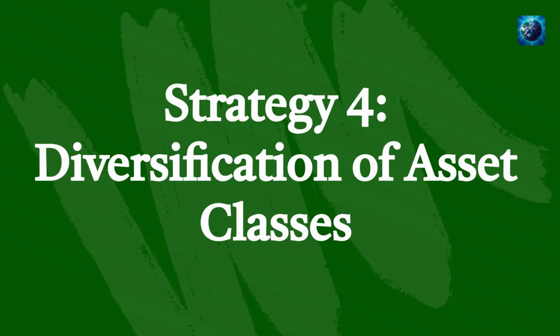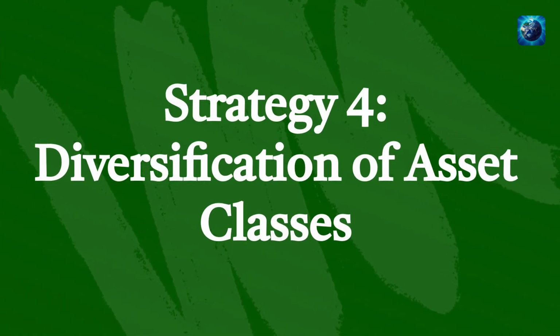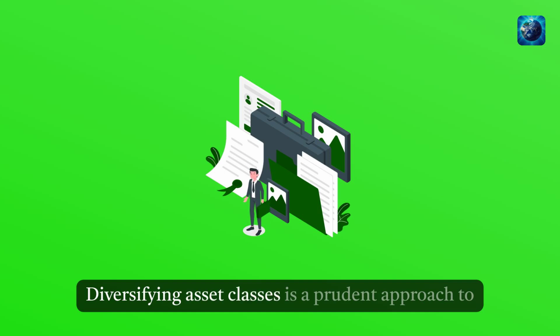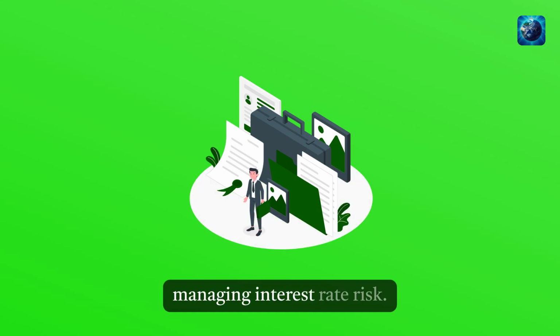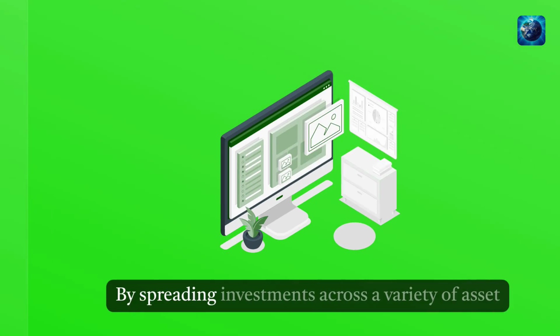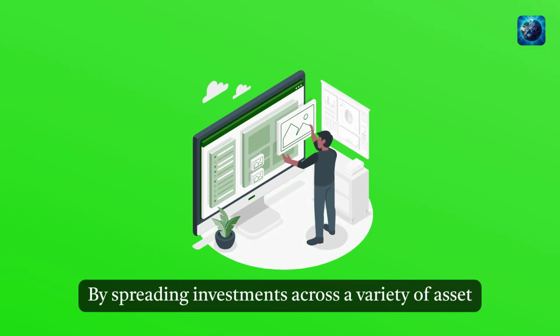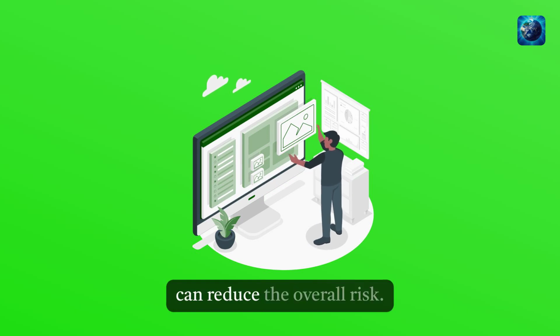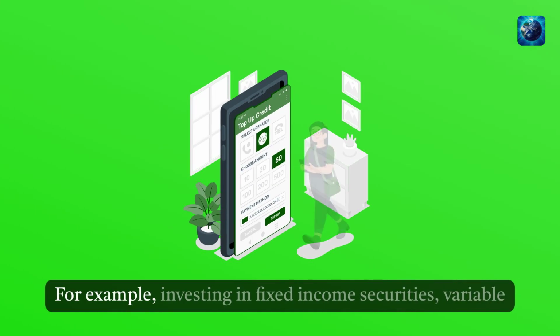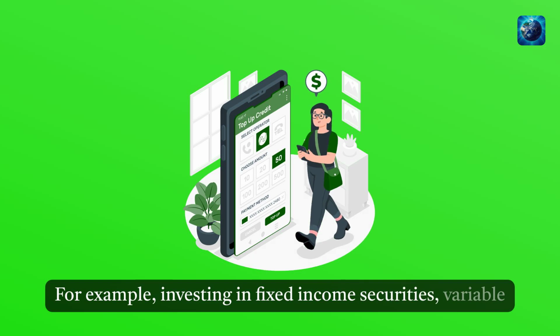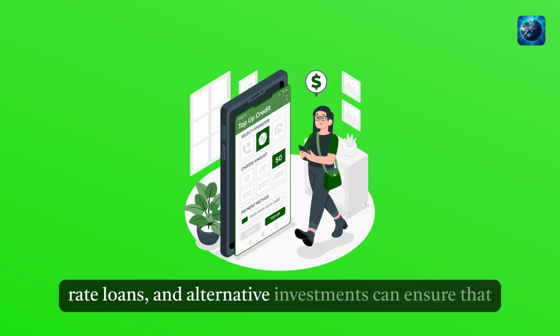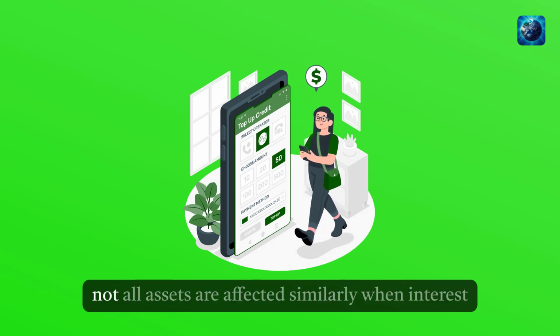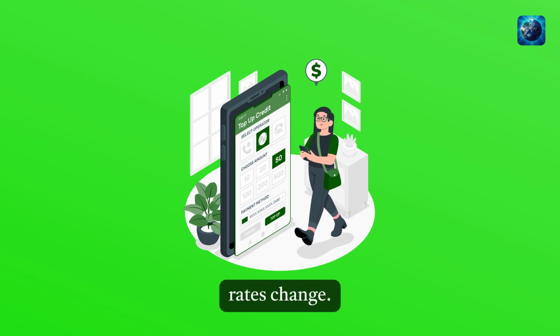Strategy 4: Diversification of asset classes. Diversifying asset classes is a prudent approach to managing interest rate risk. By spreading investments across a variety of asset types with different sensitivities to interest rates, banks can reduce the overall risk. For example, investing in fixed income securities, variable rate loans, and alternative investments can ensure that not all assets are affected similarly when interest rates change.